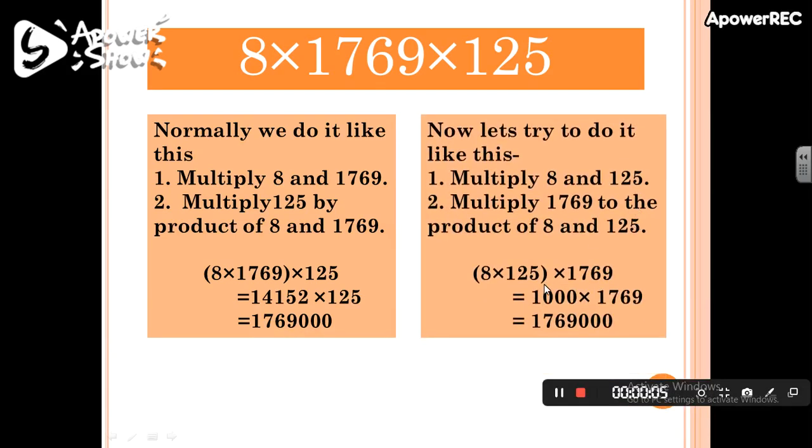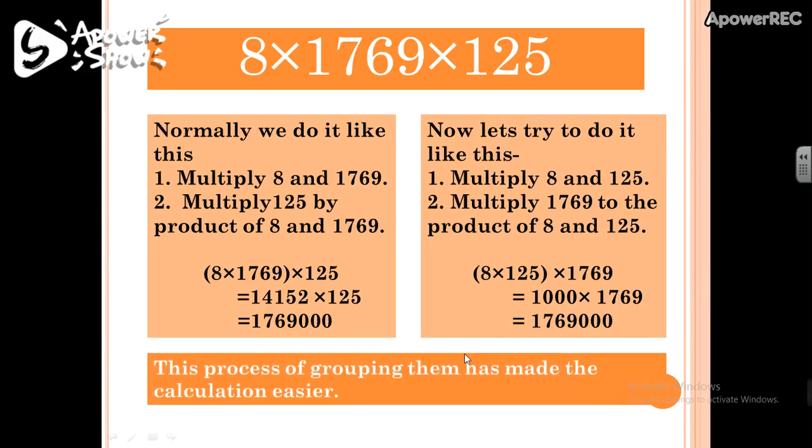By following this procedure, we can easily find the product of these three numbers. So the process of grouping the numbers together has made our calculation easier. That is why we always try to group the numbers together for finding the sum and product.